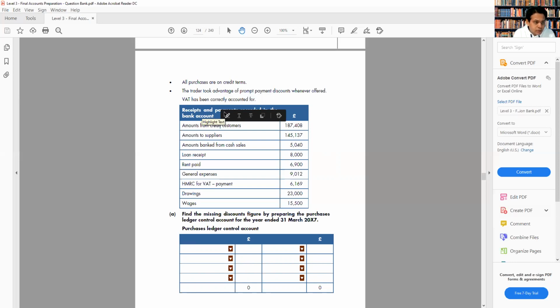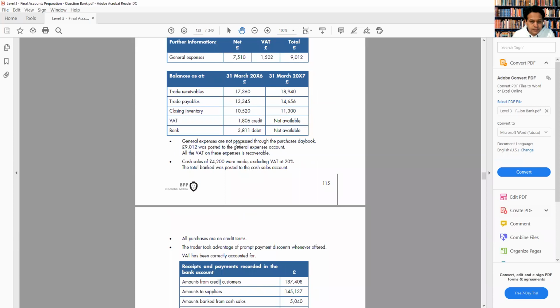Magda, you are asking, can you explain why bank credit balance was posted on the debit side of the bank account? So you mean that one, 3811?